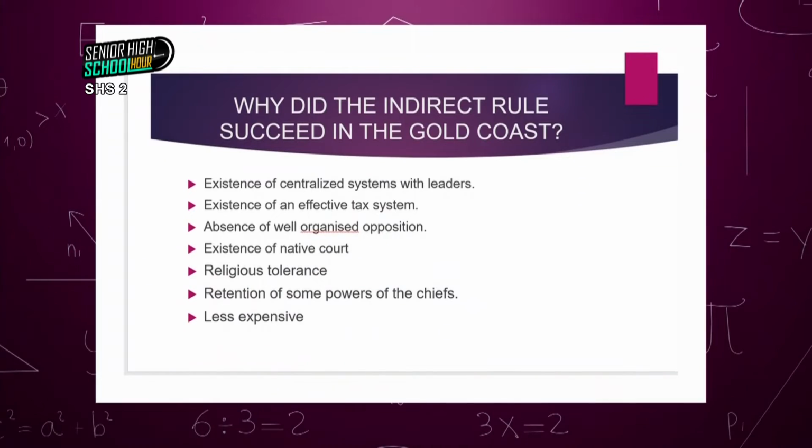There was also the existence of an effective tax system. In Nigeria and in the Gold Coast, there were systems in place where the chiefs and the leaders of the communities or ethnic groups had instituted so that they could collect taxes and tributes from their people or from the citizenry. And so when they came in, it became very easy for them to succeed in colonizing or in using the indirect rule to get to the people.